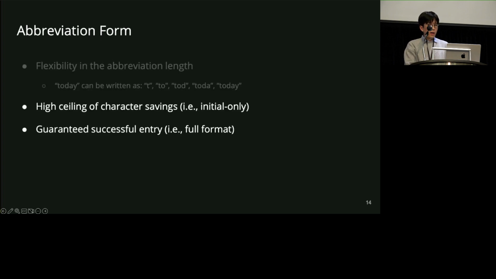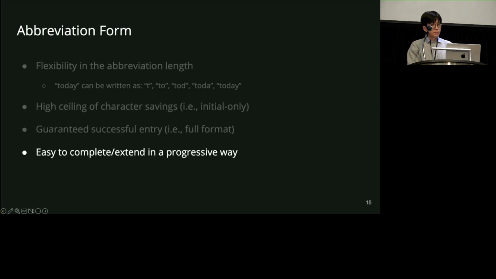This flexibility gives us two advantages. First, it has very high ceiling of character savings, as each word abbreviation can be as short as one single character. This is very helpful to unleash the power of large language model. Second, each word can be gradually completed if the disambiguation fails, and the acceptance of the full form guarantees the successful entry of the intended text. More importantly, the way to complete and extend an abbreviation is very easy and straightforward. Users can progressively add more characters at any time, which can help maximize the number of characters that are skipped.